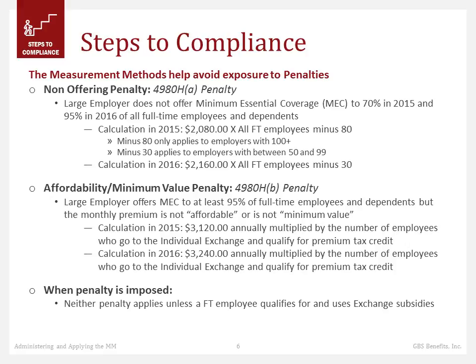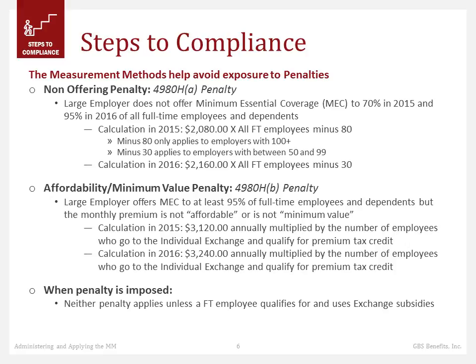Now, the calculation for that also is a little bit different than the original number. The original number was $3,000, but skip down and look at the slide that says calculation in 2016. In 2016, the calculation for any penalty based on this is $3,240 multiplied by the number of employees who actually went to the individual exchange, and qualified for and actually used a premium tax credit.